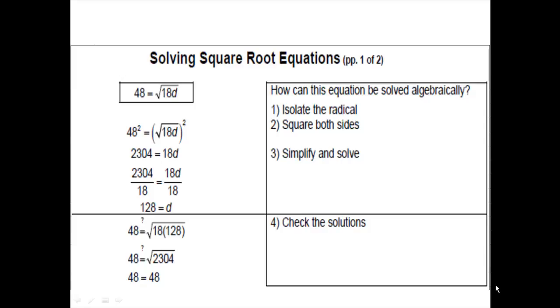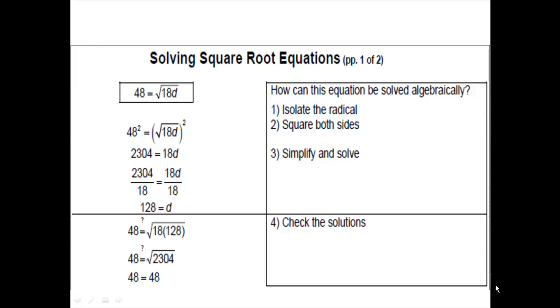This lesson is on solving square root equations. Now, there are three main parts to how to solve square root equations. The first one would be to isolate the radical. Second, to square both sides. The third, to simplify and solve. Now, to double check your answers, we always recommend that you check the solutions.